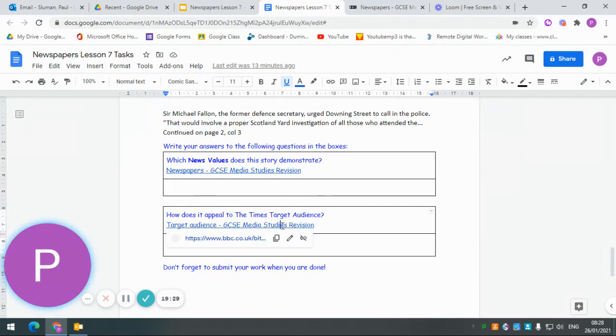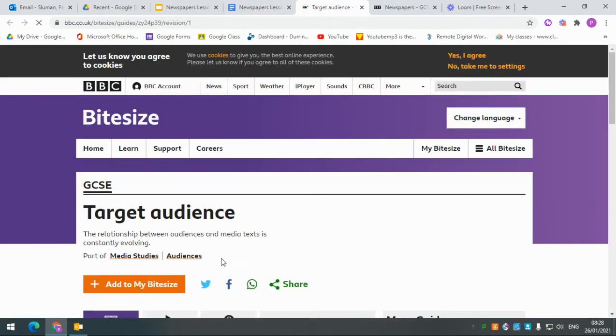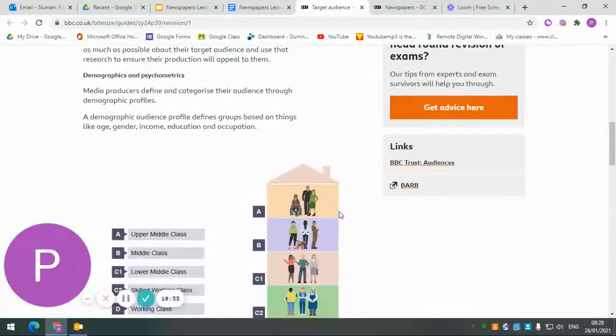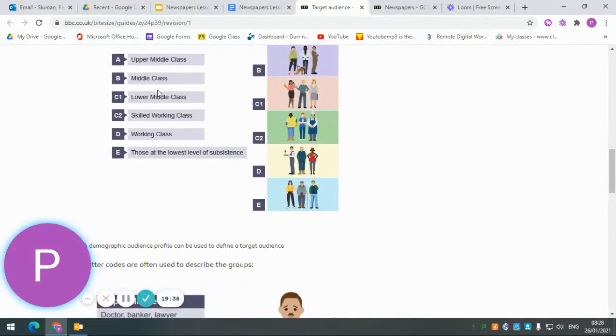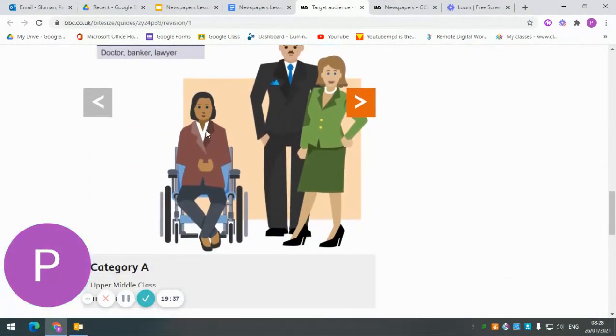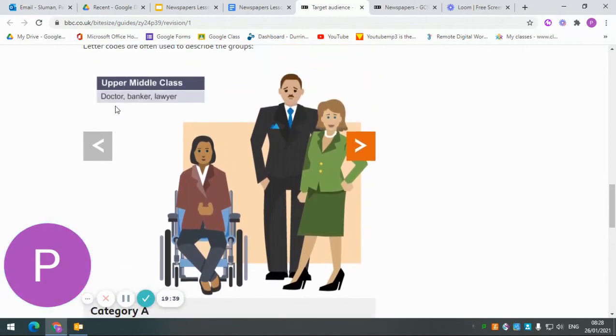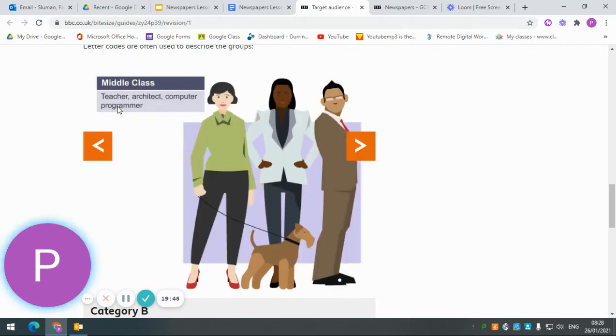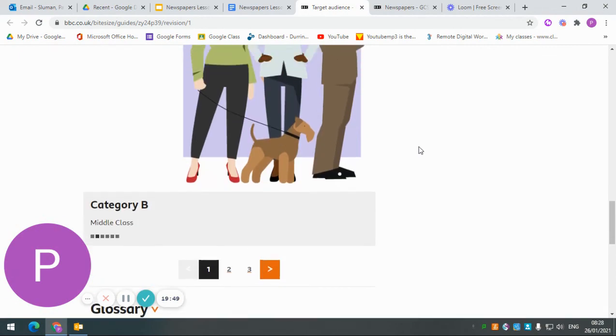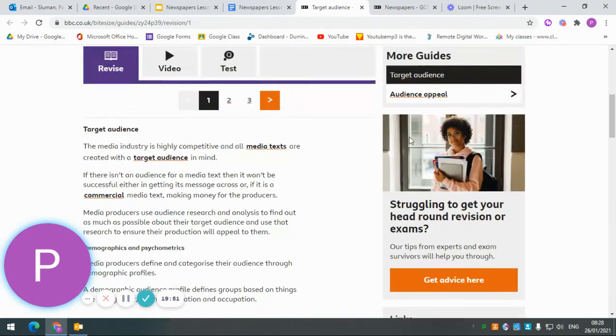Again, Times target audience. If you've forgotten about target audiences, then there's a really good summary here. Here we've got the ABC ones. So you can see, for example, category A is going to be a doctor, banker, lawyer. These are people who are earning the most money, very highly skilled. Middle class teachers, architects, computer programmers. Oh, I'm a B. So middle class.